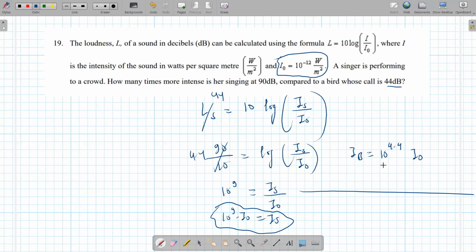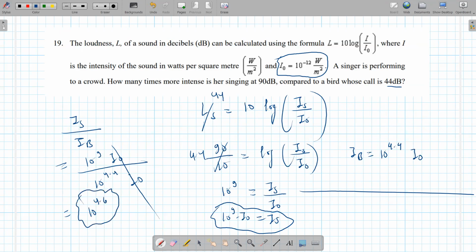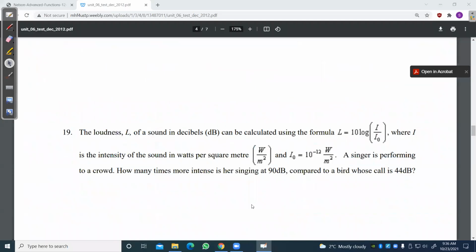And then they want how much more intense this is compared with this. So it's going to be IS over IB. So 10 to the power of 9 I0 over 10 to the power of 4.4 I0. The I0s cancel out, and then the answer is going to be 10 to the power of 9 minus 4.4, which is 10 to the power of 4.6. That much more intense, like 10,000 something. I don't know what that is exactly. So this is for the loudness question.